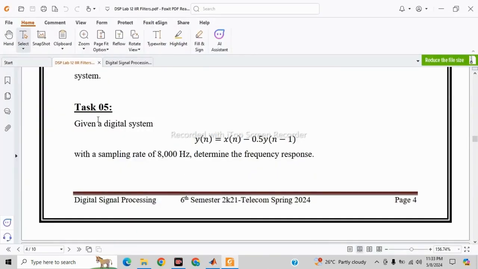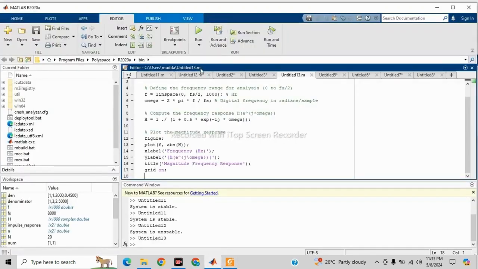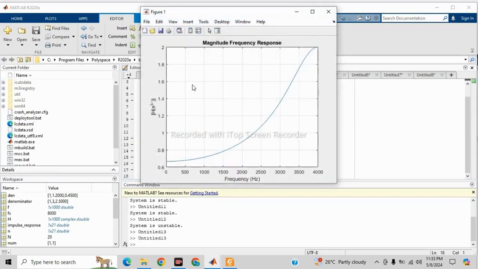So the next task for this lab is task number 5. Given a digital system y of n equals x of n minus 0.5 y of n minus 1 with a sampling rate of 8000 Hz, we have to determine the frequency response. Here is the MATLAB code for this task, and the output of this task is here, the magnitude frequency response plot.